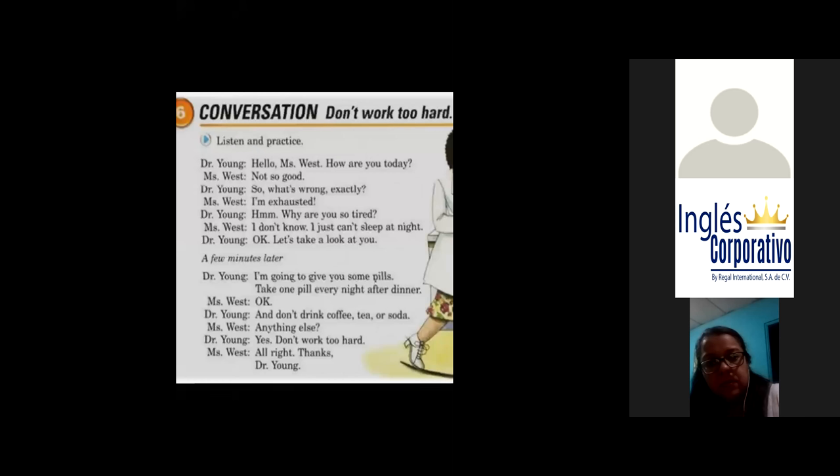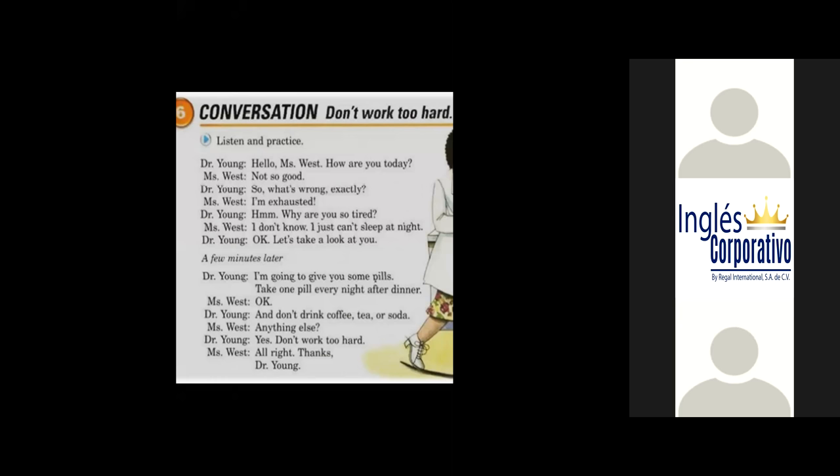I'm going to give you some pills. Take one pill every day after lunch and night after dinner. Okay. I don't drink tea or coffee. Okay.